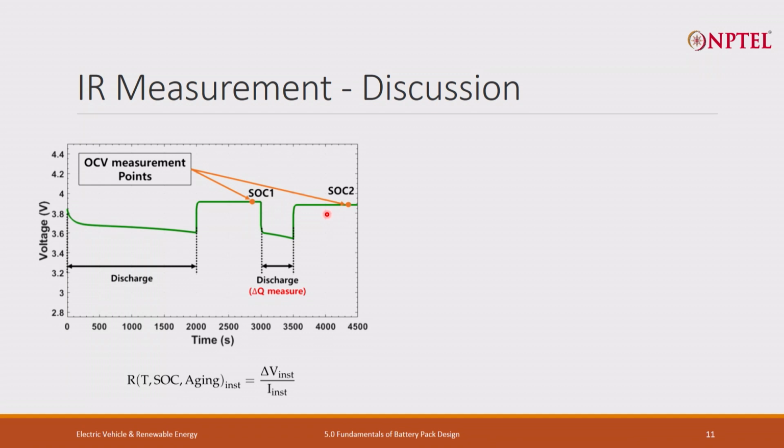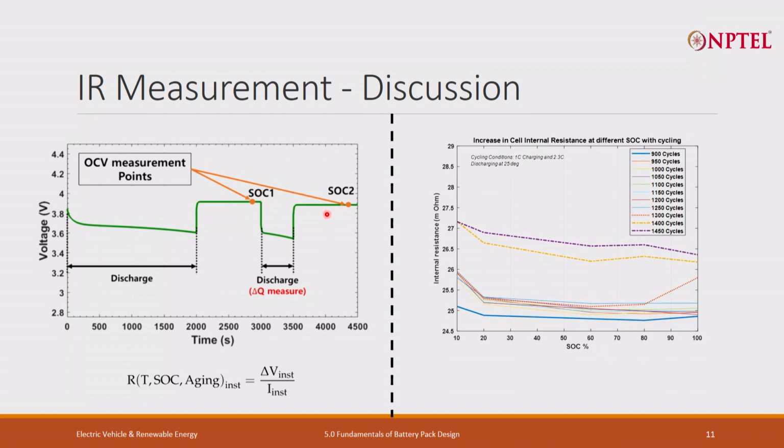And the resistance offered by the cell is different at different temperatures and at different state of charge also. And it is also different at different points in the life of the cell. So it also varies with state of health. So it's a function of your temperature, state of charge and state of health, all the parameters. This curve shows its dependence on state of charge and state of health.